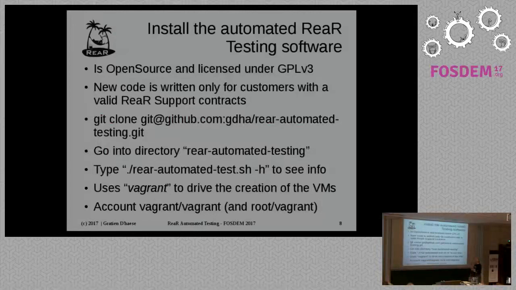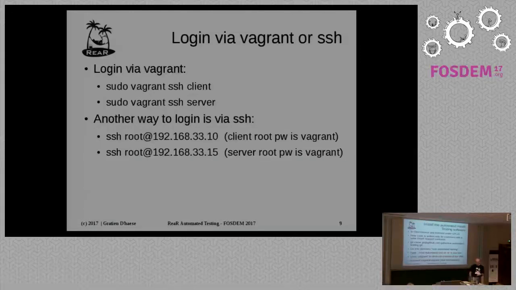The automated testing is also done in simple scripting. It is also available on GitHub. You can see it here. It's on my personal account. You can see it also on Memback. You just have to clone it and start the script. And you can log in as vagrant. You can log in as root with the password vagrant. And that's it.